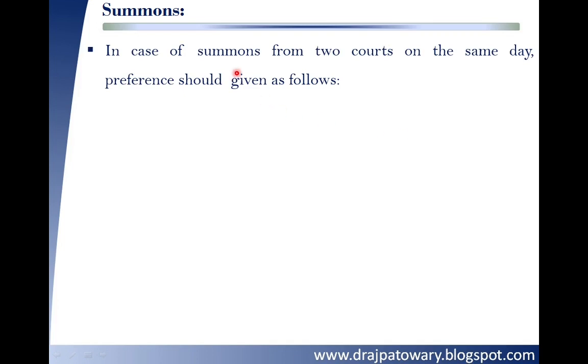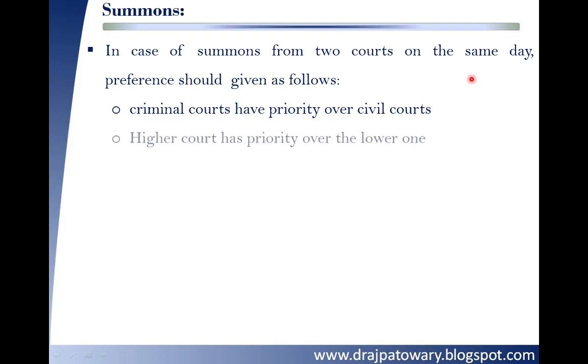In cases of summons from two courts on the same day, same time, preference should be given to decide which court should be attended first. So first, the criminal courts have the priority over the civil courts. Okay, for any procedure in the criminal courts, it has to be first. Preference is to be given to the criminal courts. Then higher court has the priority over the lower court.